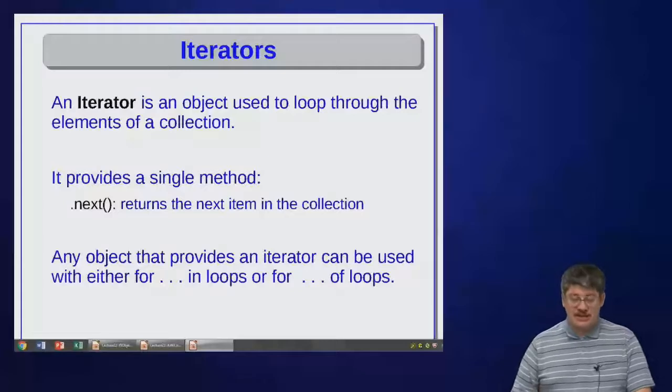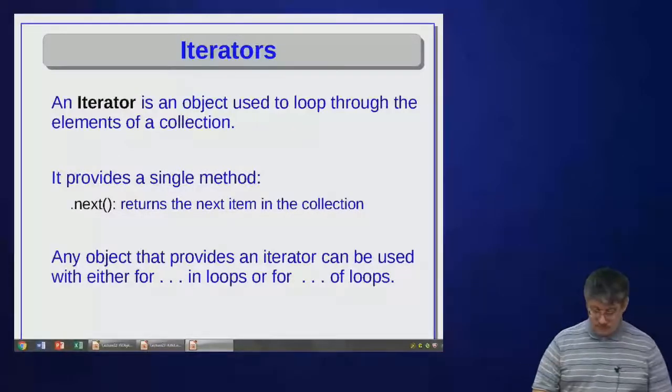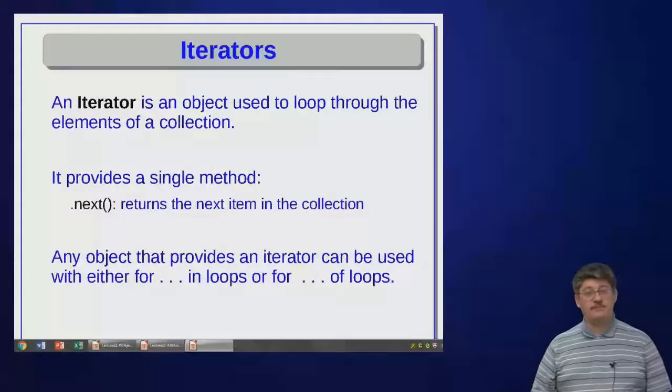If you make an object and you give it a next method, it is an iterator. And if it is an iterator, then you can use it with a for loop. So a for in or a for of loop. And JavaScript will do the right thing, which is kind of neat.